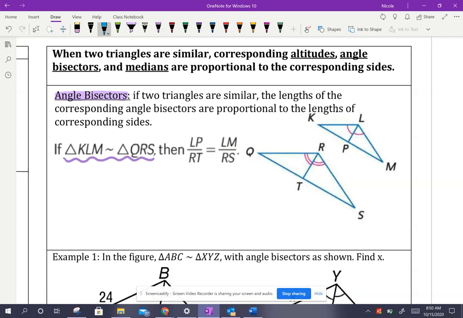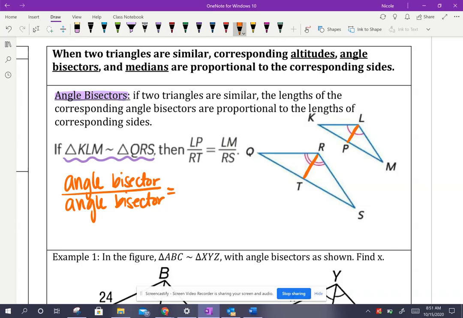so our angle bisectors here are LP and RT, are proportional to the lengths of a corresponding set of sides. So for example, here we talk about LP and RT. LP and RT are angle bisectors. So we're setting this up as angle bisector over angle bisector. And we're going to set those equal to a set of sides that are corresponding or in the same position. And for this one, we are going to pick sides LM and RS.